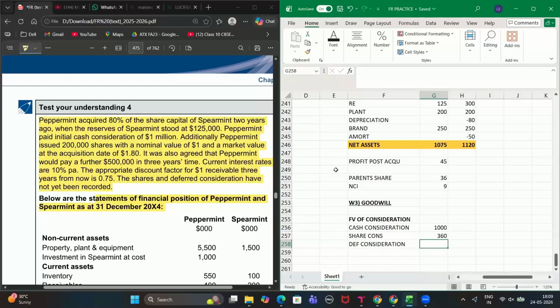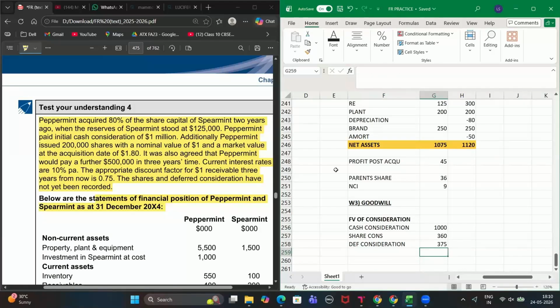What is the discounting factor being provided here? The discounting factor is provided directly. So what is the consideration? 500,000 into what is the discounting factor? It is 0.75. That is 375.